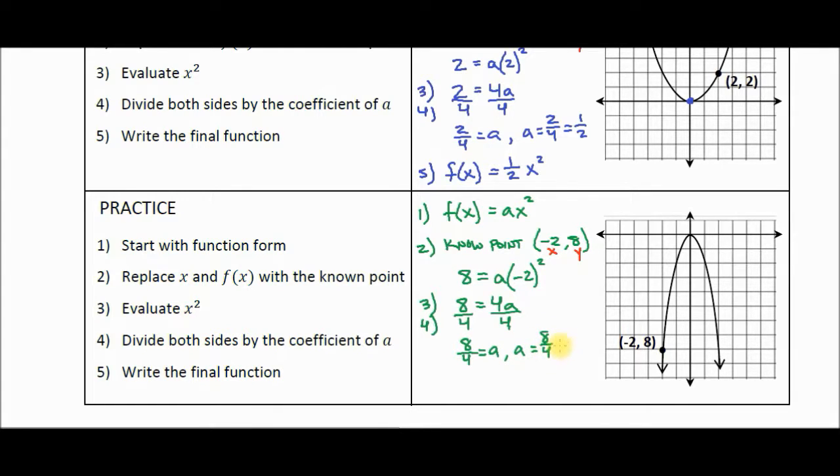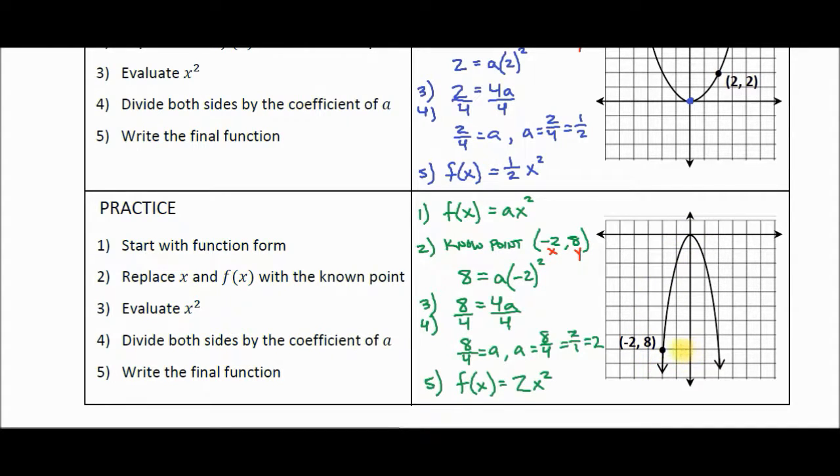We can reduce that, divide top and bottom by 4, and we end up with 2/1. So now a is 2/1. Let's just rewrite this as 2/1, and we know that 2/1 is the same as 2. So our a value is equal to 2. Step number 5, write our function. Let's rewrite our function. F of x is equal to, well, now we know a is 2, 2x squared, and we just found the function that will produce this particular graph.